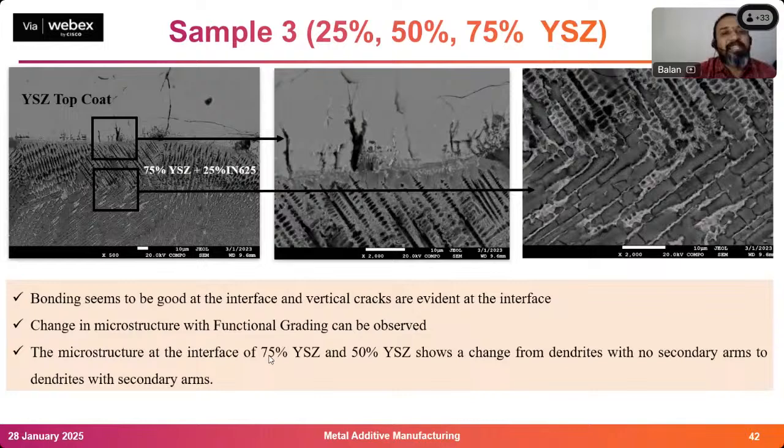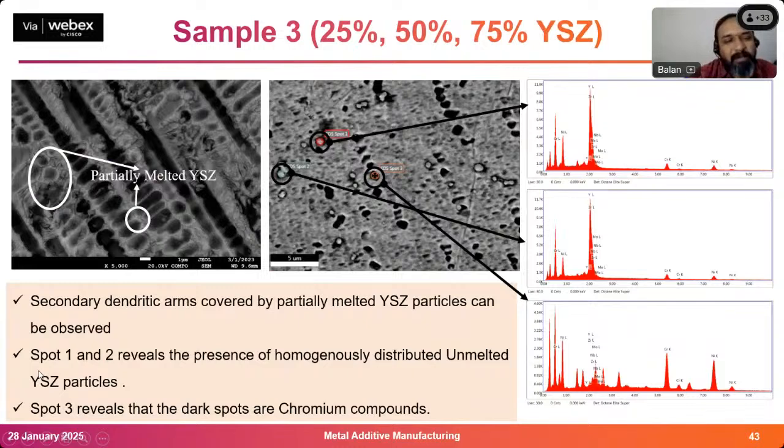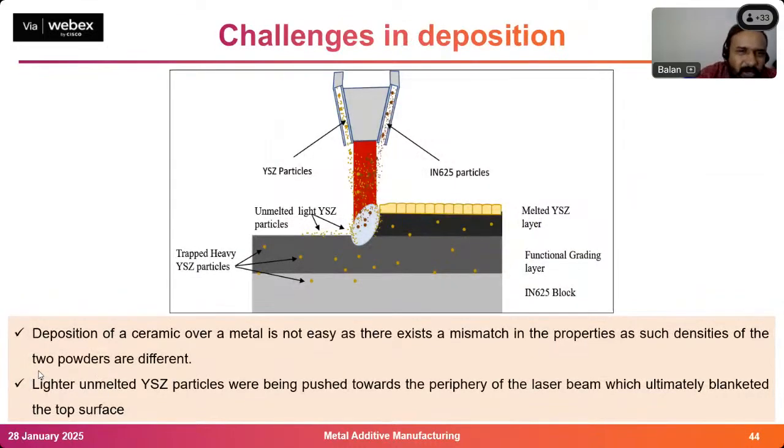Then this is the final sample. You can see this sample plays a vital role and gives better results because you have 75% OAC, 25%, and three different layers in between. You can see the bond strength is good compared with samples 1 and 2. So the bond seems to be good at the interface. The vertical cracks are evident. A change in the microstructure of the functionally graded layer has been observed. The microstructure of 75 OAC shows a change to dendritic with no secondary arms, which gives better results compared with 1 and 2. There are some unmelted particles also. I'll give reasons why those unmelted particles are there and what is actually happening. Okay, so this is how we did it.